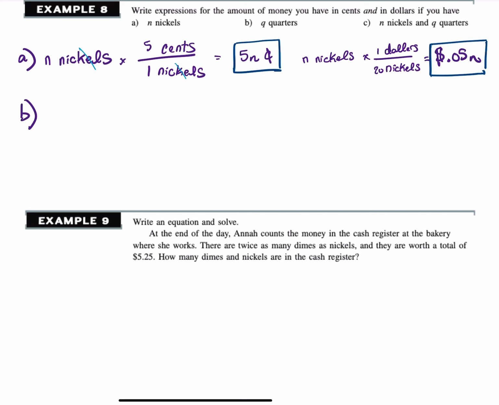So in B, now we have Q quarters, some unknown amount in quarters. So let's turn that into cents. So we have quarters on the bottom because we want to cancel, and cents on top. And there are 25 cents in 1/4. So this is like, you can view this as over 1. Q and the quarters will cancel. So Q times 25, you can write that as 25Q, and we keep the cents unit.